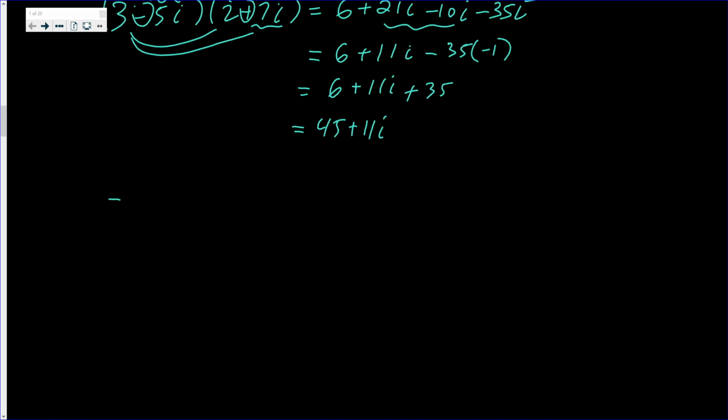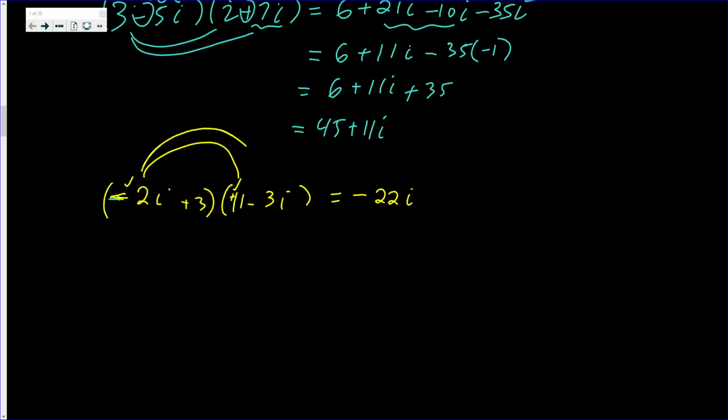If you were asked to multiply negative 2i plus 3 by 11 minus 3i. The 11 is understood to be positive. A negative times a positive is negative. 2 times 11 is 22 times i. You multiply those two. A negative times a negative is a positive. 2 times 3 is 6. i times i is i squared. If you want to, you can put negative 1 right away.